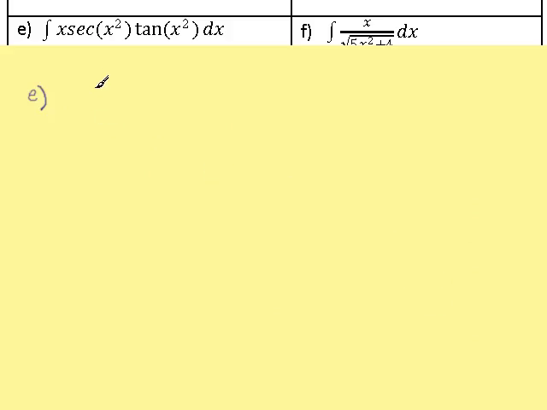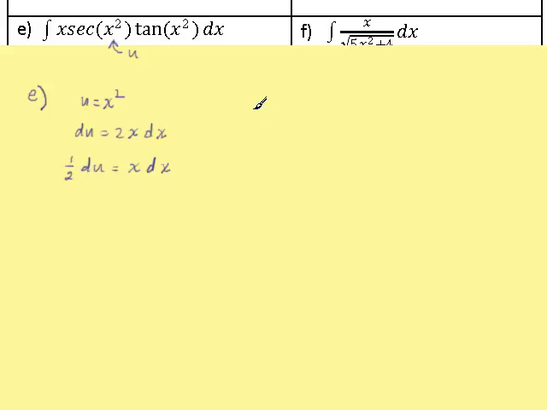In E, we have an inner function x squared, and the derivative 2x, well, x is right here. So we have a perfect situation for a u substitution. All right, so we're going to put u equal to x squared. And notice this will turn into essentially secant u tangent u, which is the derivative of secant. So we'll put u equal to x squared. Du is 2x dx. And we'll solve for x dx because that's what we have in the integrand. So we have 1/2 du is equal to x dx.